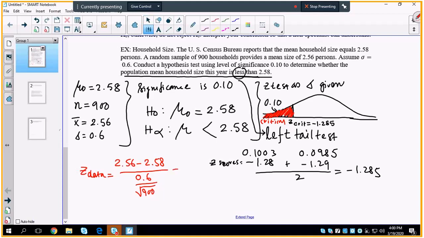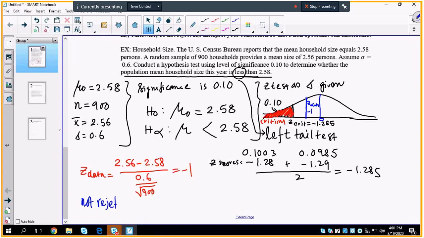So what we will do now, we will identify this Z data on the critical region or outside the critical region. Remember, the critical point is negative 1.285. It is standard normal, so this value is 0. So negative 1 actually doesn't fall on the critical region. It falls here, somewhere between 0 and negative 1.285. So this is your Z data, negative 1. So it is not in the critical region or the rejection region. So we say that we are not going to reject the null hypothesis.